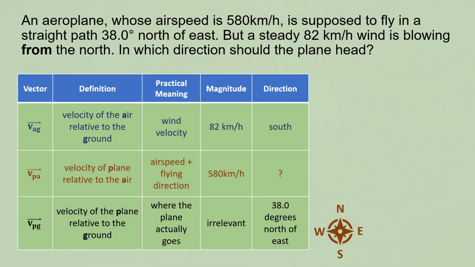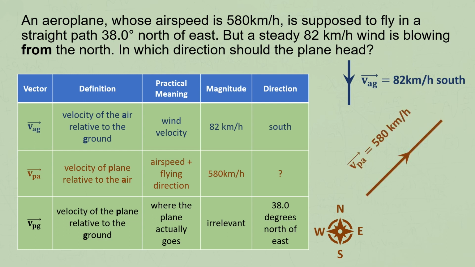The velocity of the air relative to the ground is just the velocity of the wind, obviously south. If you're not sure what these symbols mean, I suggest watching my video on relative velocity. The velocity of the plane relative to the air is the velocity an old plane would have measured before GPS was invented. We're told it's 580 kilometers per hour, and we need to determine its direction. And, finally, the velocity of the plane relative to the ground is the sum of these. It needs a direction of 38 degrees north of east, and we don't know or need to know its magnitude.